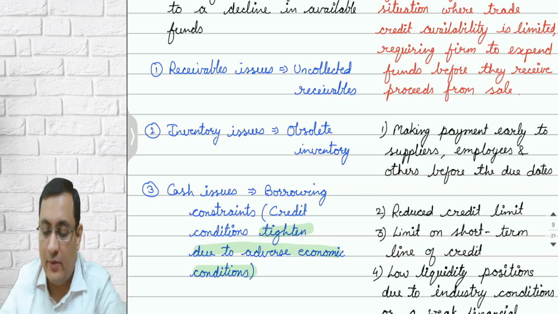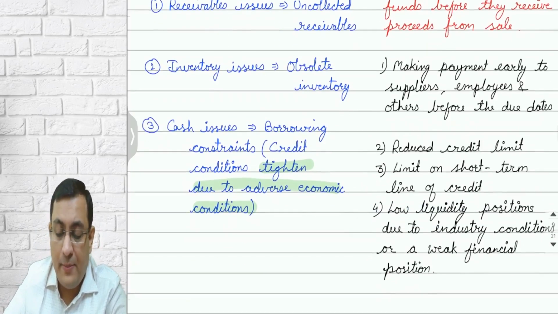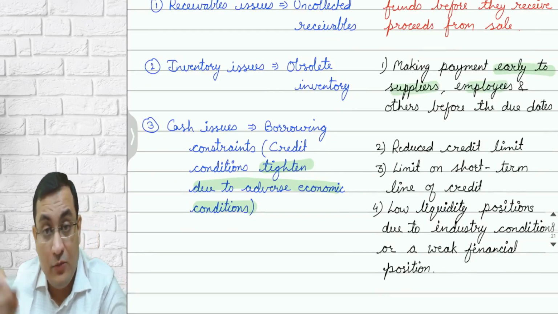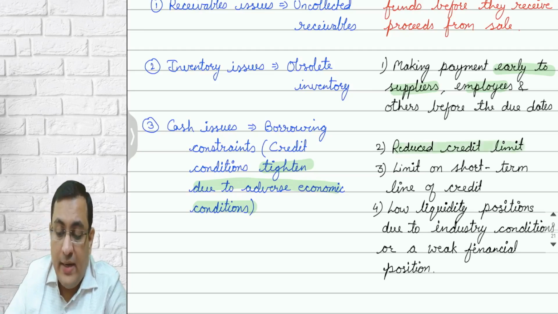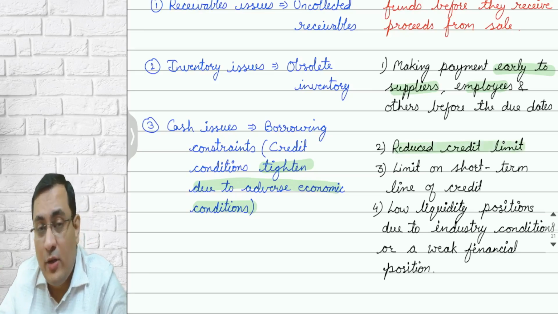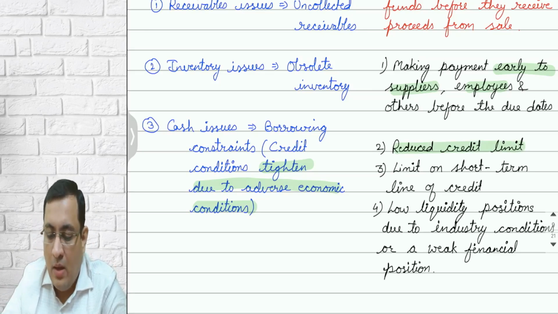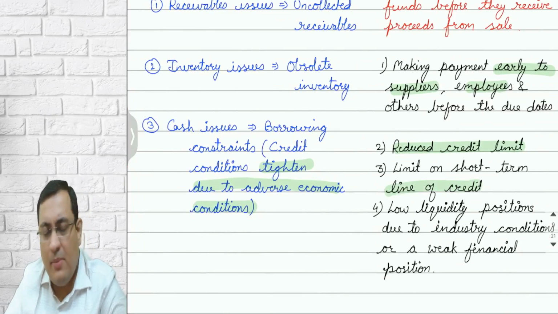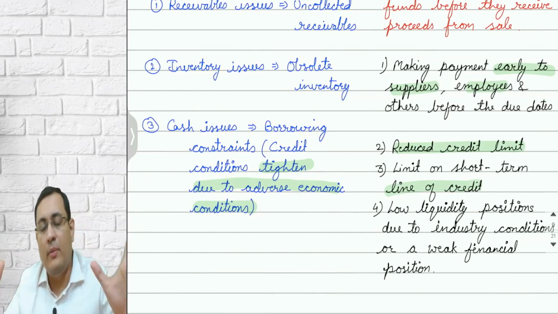Next is pulls on liquidity. Making quick payments, early payment to your suppliers, employees and others before the due date to avail some discount. Reduced credit limit. Banks are reducing your credit limit because of credit quality issues. Limit on short-term lines of credit. Again, same reasons. Maybe because of government mandate, new regulations. It's not the economic issue.